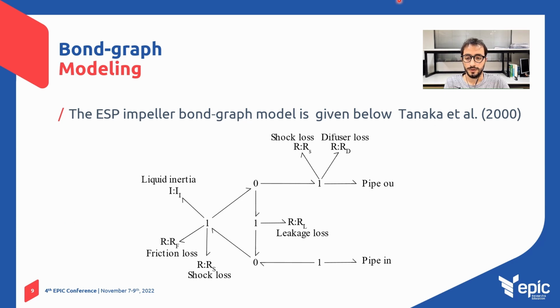Then, using the bond graph technique to model the ESP impeller, we have this bond graph model here proposed by Tanaka and others. It has coupling between the ESP and the upstream pipeline and the downstream pipeline. In this model, we can observe the leakage loss, shock loss, friction loss, diffusion loss, and shock loss at the impeller outlet, and the liquid inertia as well.